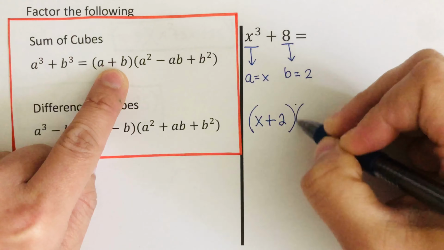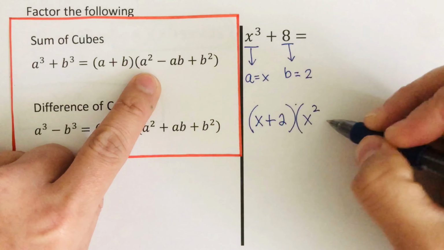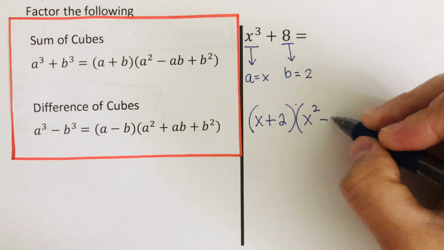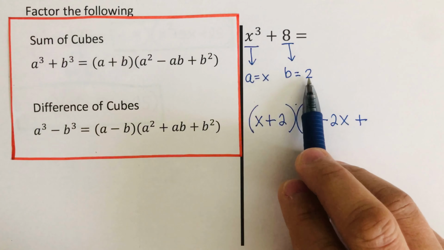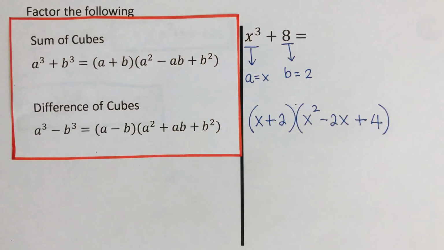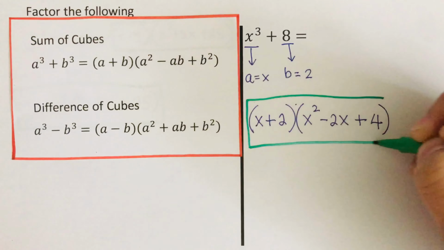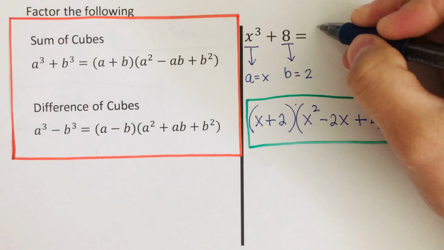And then close parentheses. And then again, a squared, or a is x. So that is x squared minus ab, so that is 2 times x is 2x, and then plus we have b squared, our b is 2, so we're going to square it. 2 times 2 is 4, so we can go ahead and put 4 in there. And so this is the factored form for this expression that we have up there. So I'm just going to go ahead and write it up here.